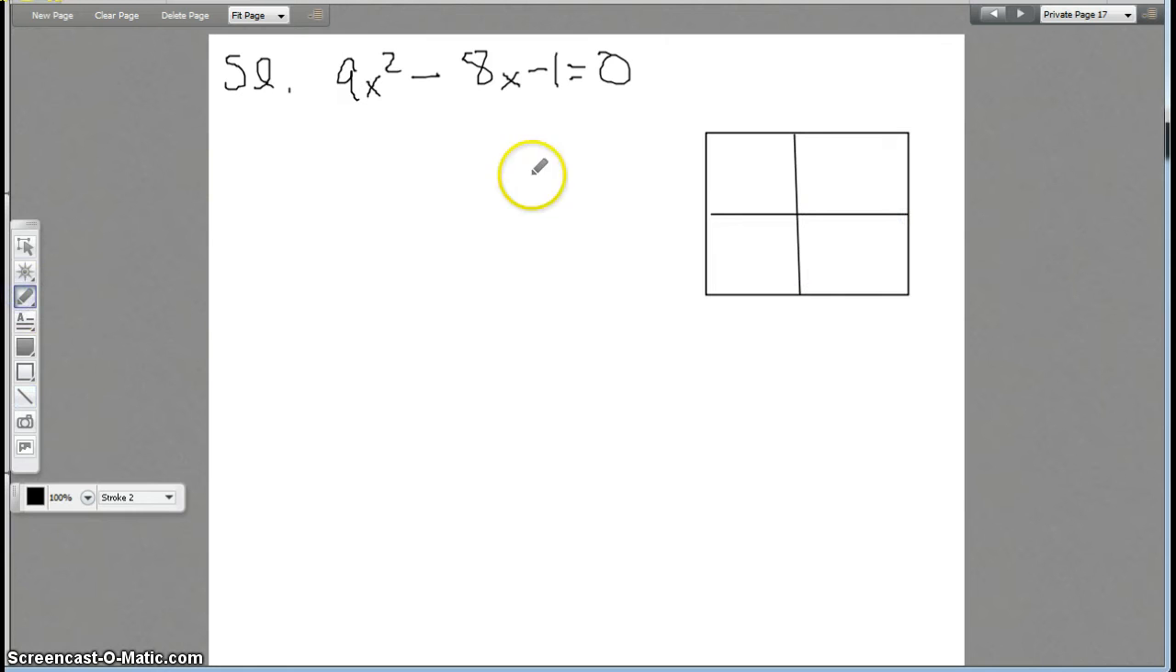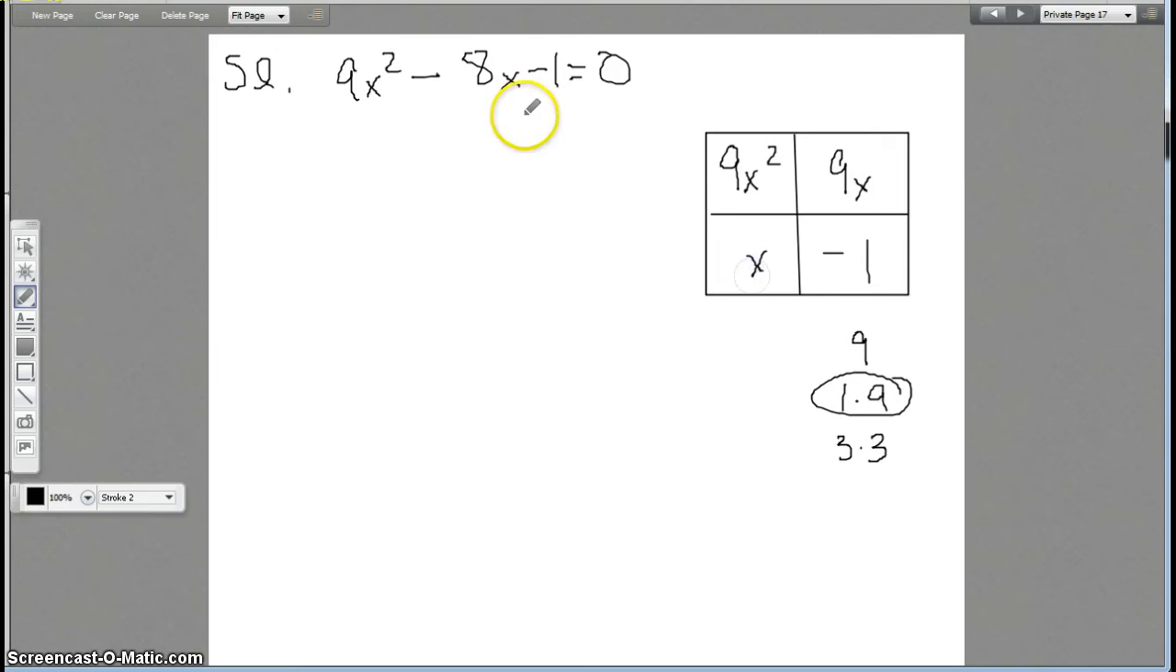And we know that in the top left box we have our 9x squared, and in the bottom right box we have our -1. Now we need to multiply the 9 by the 1 to get 9, and now we list all the factors of 9. We've got 1 and 9, and we've got 3 and 3. Because this is a minus in front of the 1, we need to find the pair of factors that has a difference of 8. So that's going to be the 9 and the 1. So I'm going to write a 9x and an x. And we know that the bigger one has to be negative because we have a -8x. So I'm going to make this -9x and a +x.